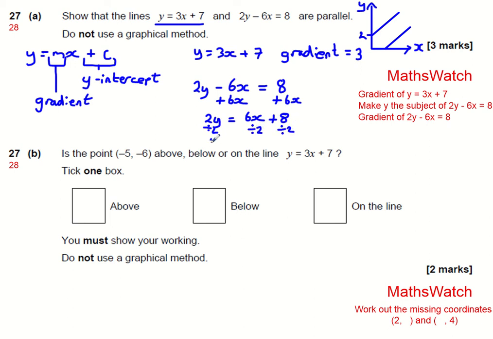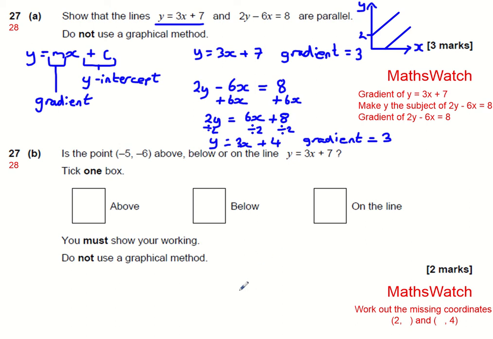Once we do that, we end up with y equals 3x plus 4, which once again has a gradient of 3. And that's the end of that question. Since we have shown that both of those lines have the same gradient of 3, that means that they are parallel.